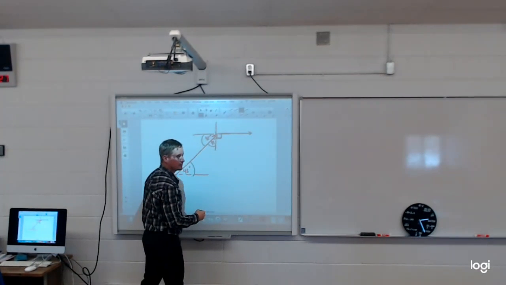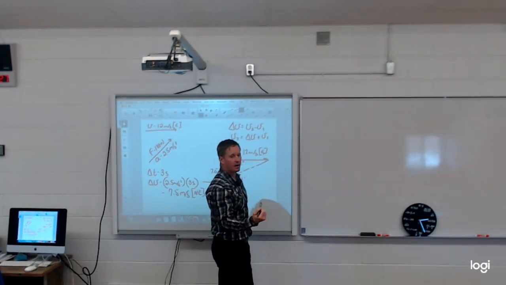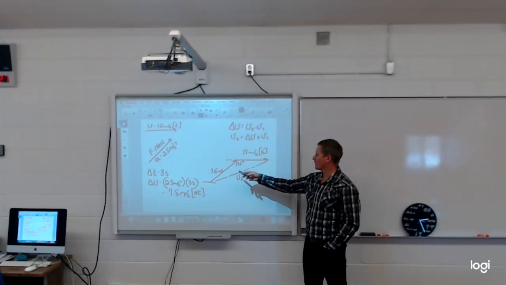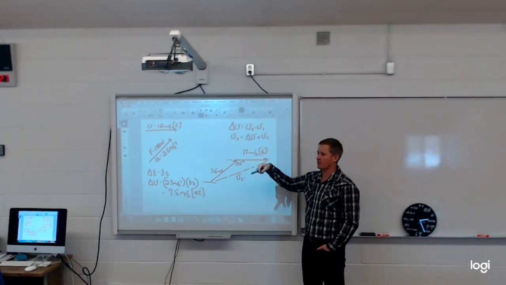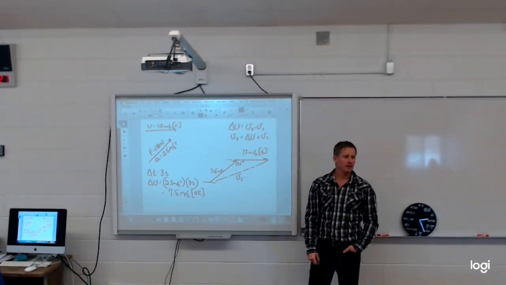Okay, so let's go back to this. Using my law of cosines then: square root of 7.5 squared plus 12 squared minus 2 times 12 times 7.5. What do we get there?